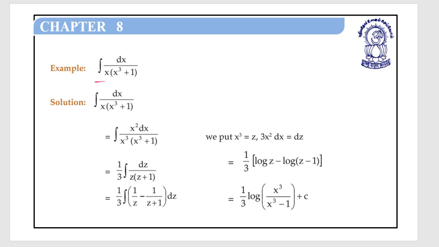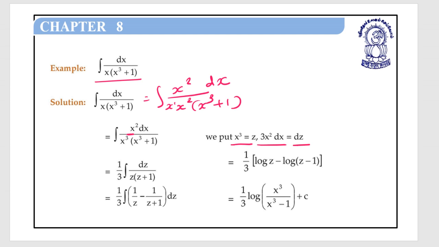Next example, integration of dx upon x into x cube plus 1. Here take x cube is equal to z. So 3x square dx is equal to dz. So here we will require x square in numerator. So multiply with x square in numerator and denominator. x square dx. So x square into dx upon x cube into x cube plus 1.